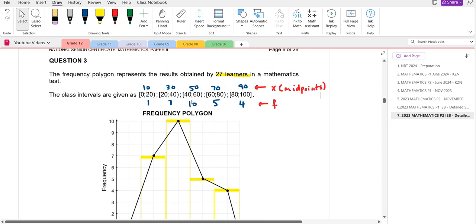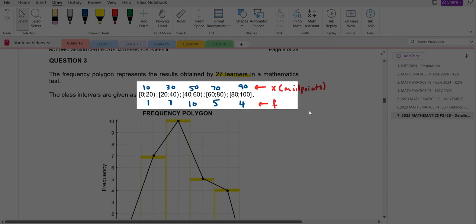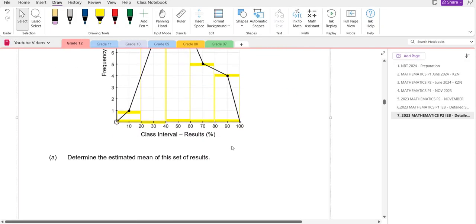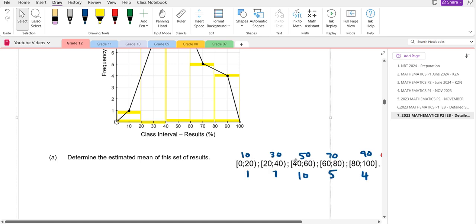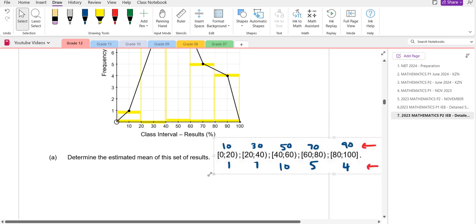So how are we going to find the estimated mean? We're going to get the estimated mean from taking the midpoints times the frequency. Lucky we worked that out, right? We extracted the data from the midpoints times frequencies. Let me put it here. So those are the data values we are working with.